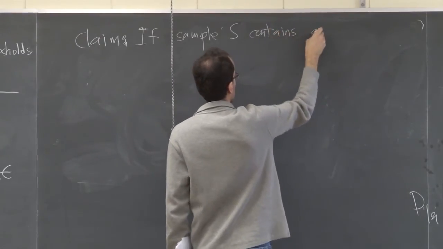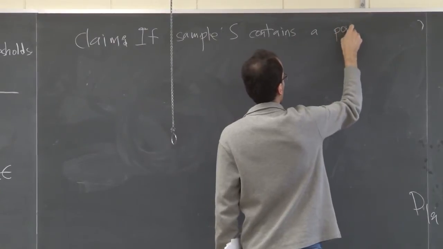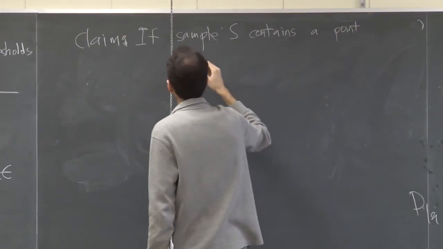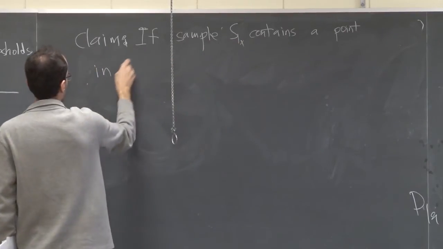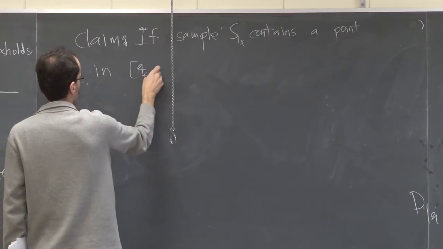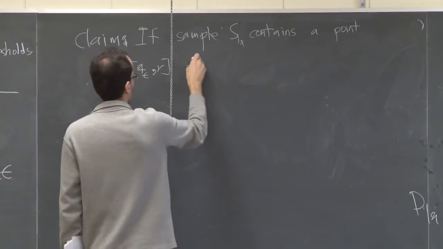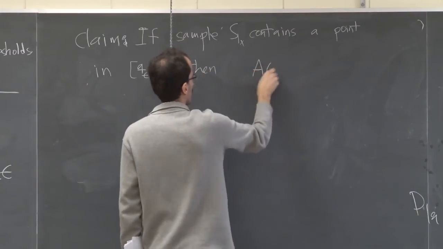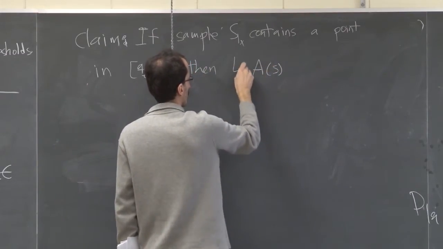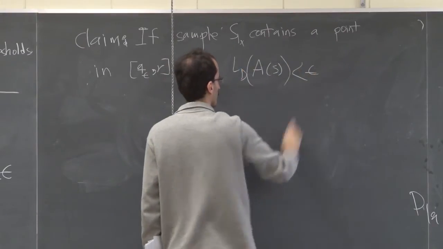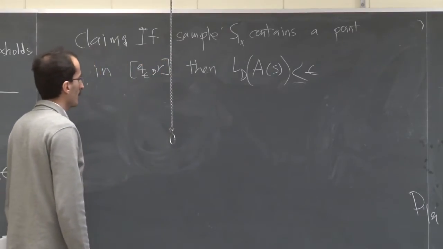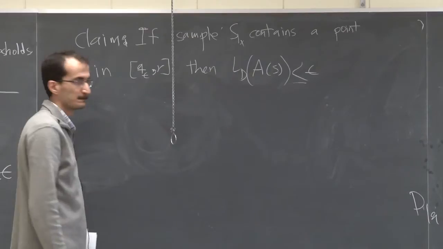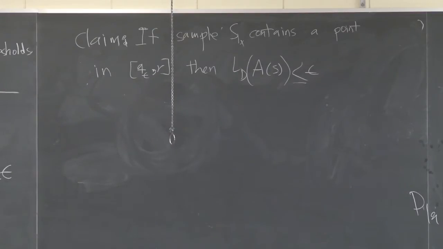If the sample contains a point in this interval, then the ERM algorithm will work well. Any ideas why it is true?